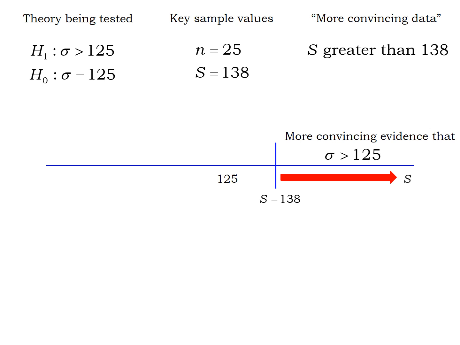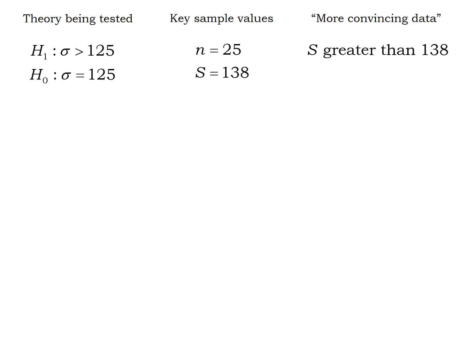Remember though, that is only the first half of determining left, right, or two-tailed. Once we know what more convincing data is, the second step is to look at the equation and see how it would react if we were to have more convincing data, or a greater value for S than the 138 we have now. So, assuming that our population was normally distributed, here's our standard chi-squared equation that we would be using. And again, the p-value is probably getting our data, so we're going to plug in the n equals 25 and the s equals 138, or more convincing data, we'll deal with that in a minute, assuming the null is true.